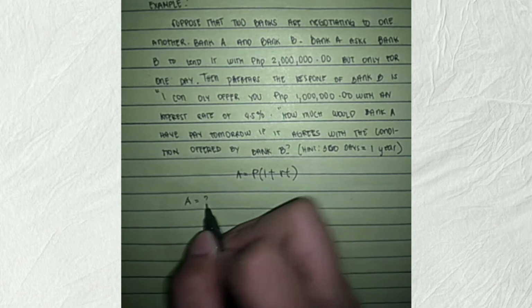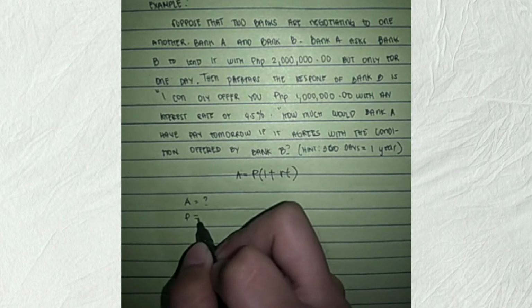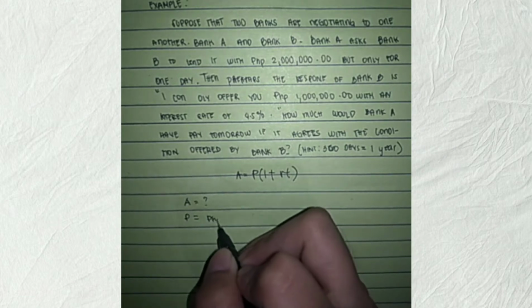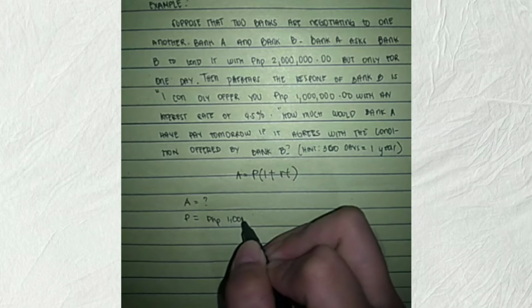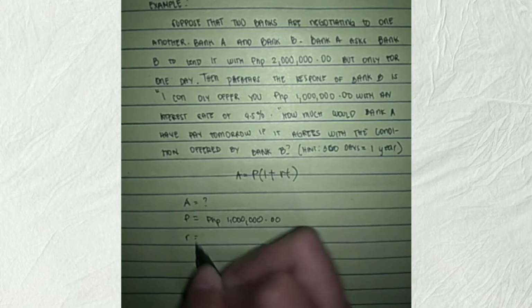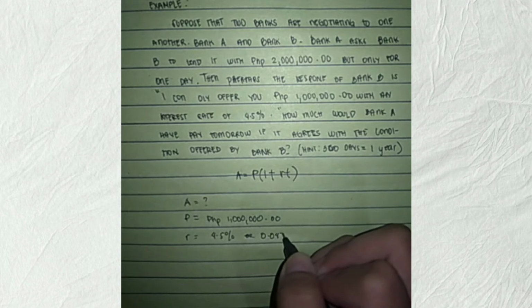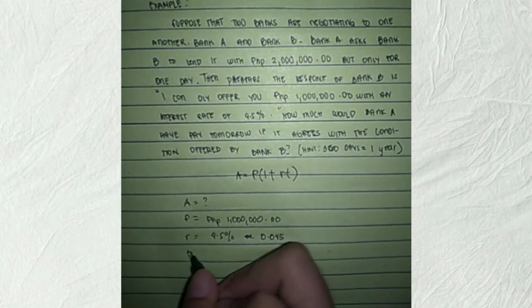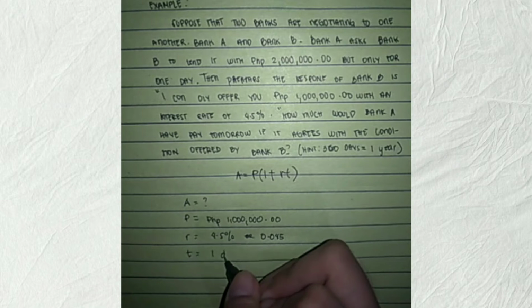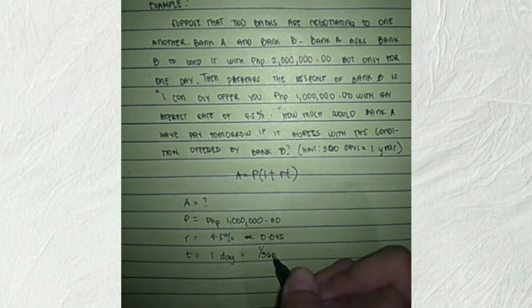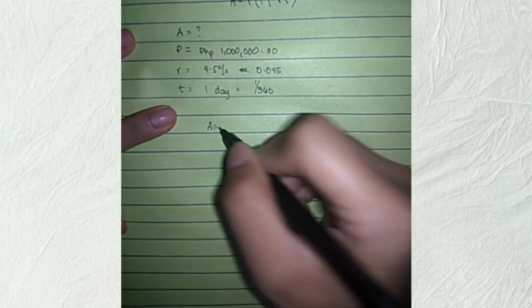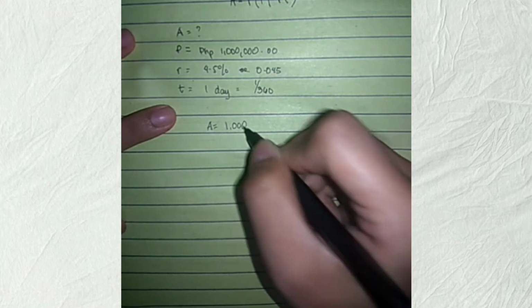The sum of principal amount and simple interest is the unknown variable. So we have principal amount of 1 million pesos, rate of 4.5% or in decimal form 0.045. Our time is 1 day, so we have 1 over 360 days. Let's substitute our given values in our formula.